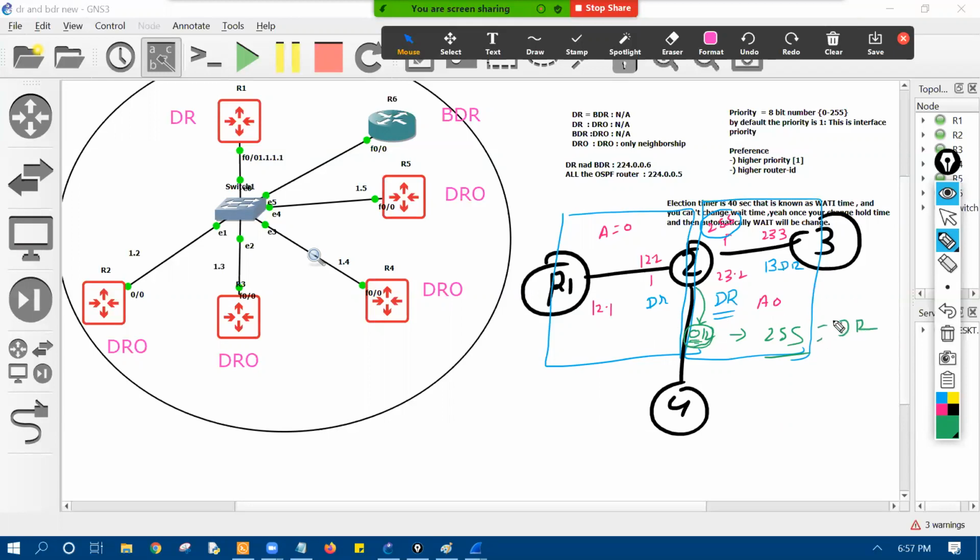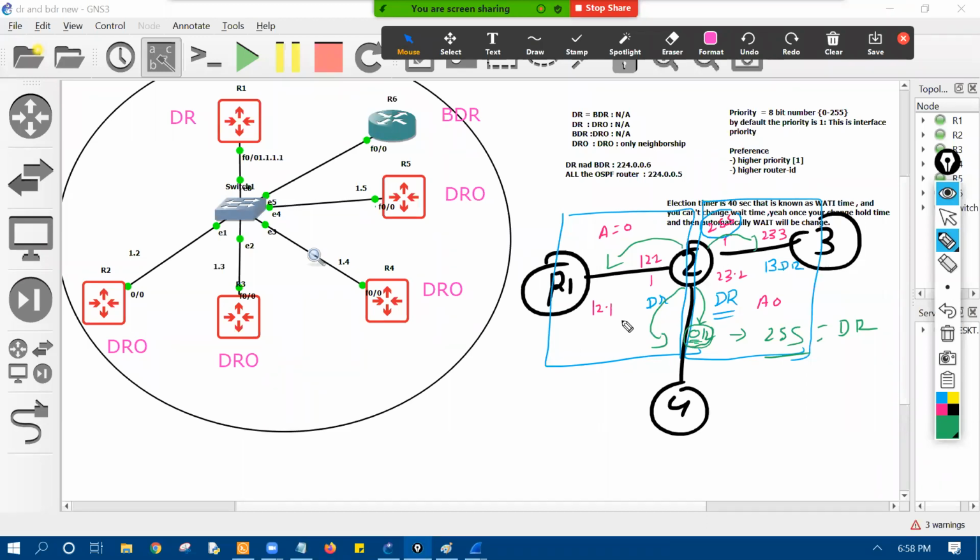So what do you understand from this thing? The simple thing is that DR is a property of the interface, not of the router. A router can have multiple DRs and BDRs. Clear? A single router, R2, becomes the DR for this domain, R2 becomes the DR for this domain, and R2 becomes the DR for this domain. Can become, right?